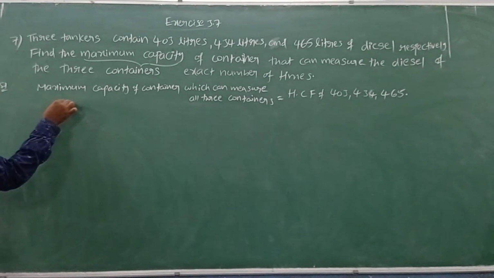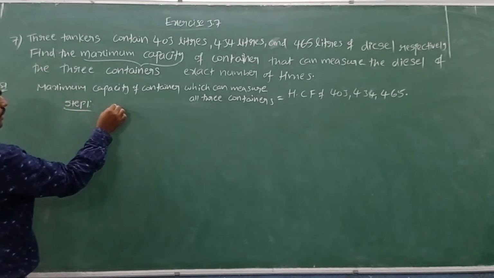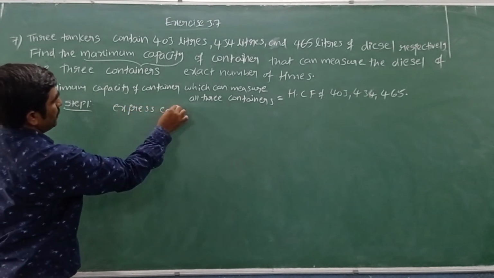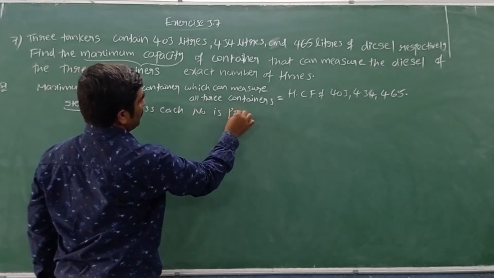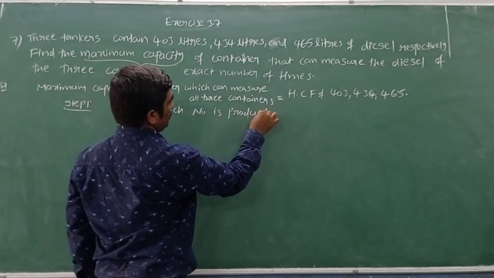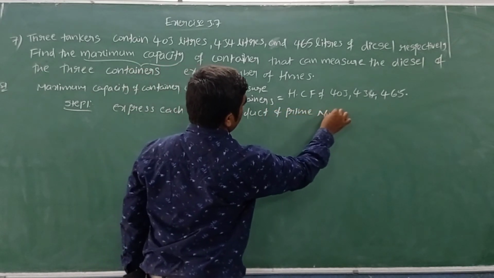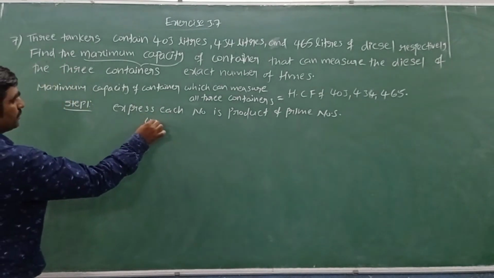So how can we find the HCF? To find it we have a few steps. In the first step, we have to express each number as a product of prime numbers. Now let us take the first number, 403.